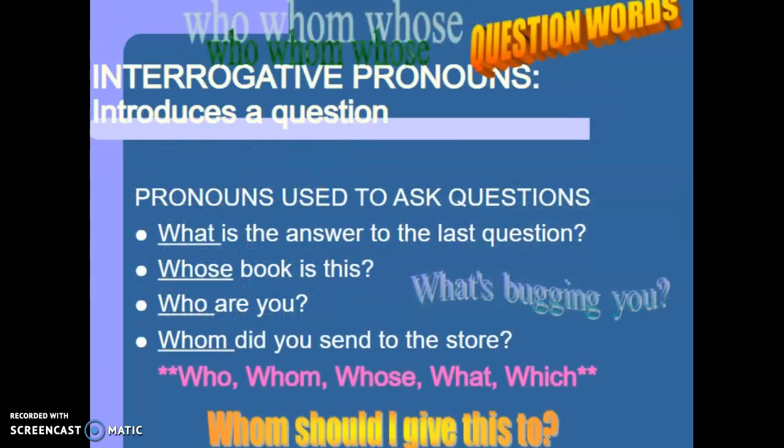Okay. Next is interrogative pronouns. And these pronouns ask questions. Who, whose, what, who, and whom. So they basically introduce a question. What is the answer to the last question? Whose book is this? What's bugging you? Who are you? Whom did you send to the store? Whom should I give this to? So these are what we call interrogative pronouns.